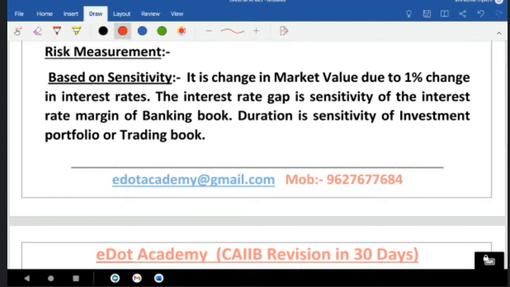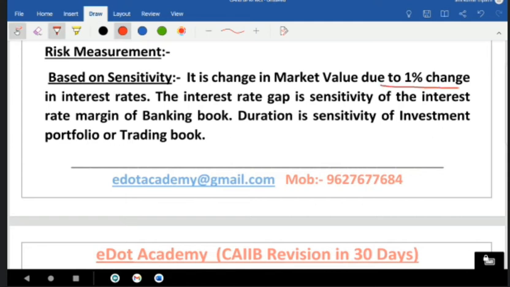Like if today the rate of interest is 10% and tomorrow it becomes 11%, so there is a change of 1% in the interest rate. But what is the change in the bond pricing? We have to calculate it with the formula. So that is called the bond's sensitivity. This is always taken on 1%.